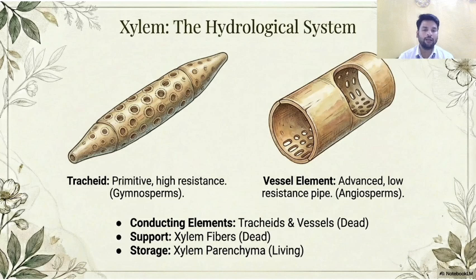They are lignified, like tracheids and vessels. For providing support, xylem fibers are there, which are also dead, and for the purpose of storage, xylem parenchyma is there, which is living. Out of the four elements, tracheids, vessels and xylem fibers are dead in nature, and the remaining one, that is parenchyma, is living in nature.